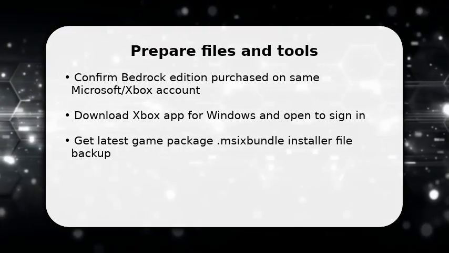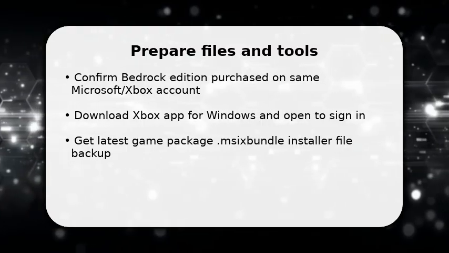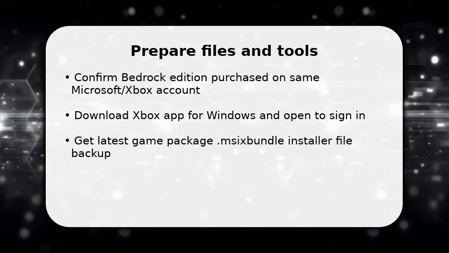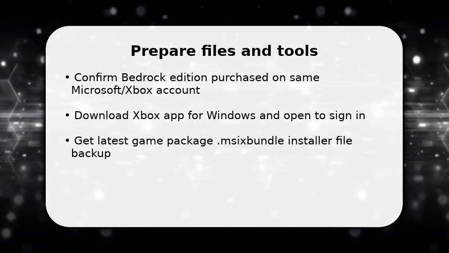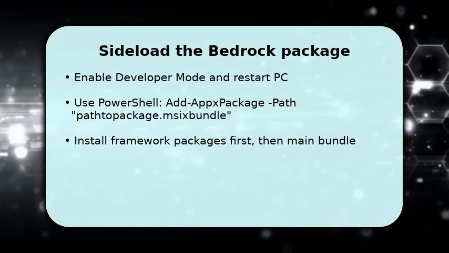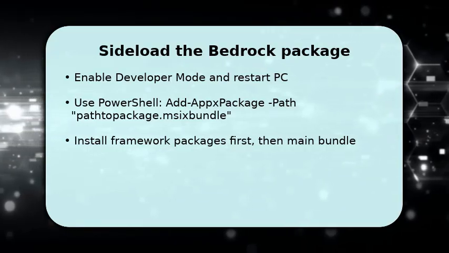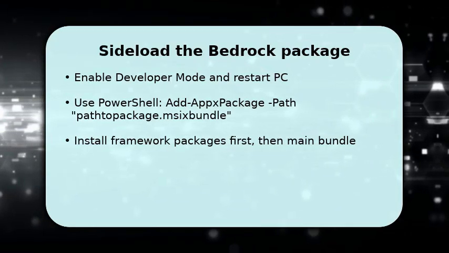You will sideload it. Once done, enable developer mode in Windows settings so you can use PowerShell deployment commands to install the package manually. You now sideload the game. First, make sure developer mode is on and then restart to apply changes so PowerShell can install unsigned packages.